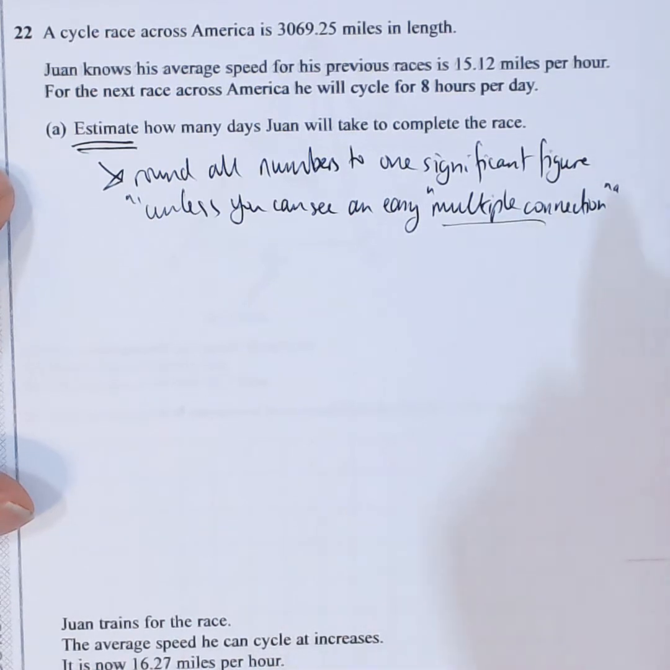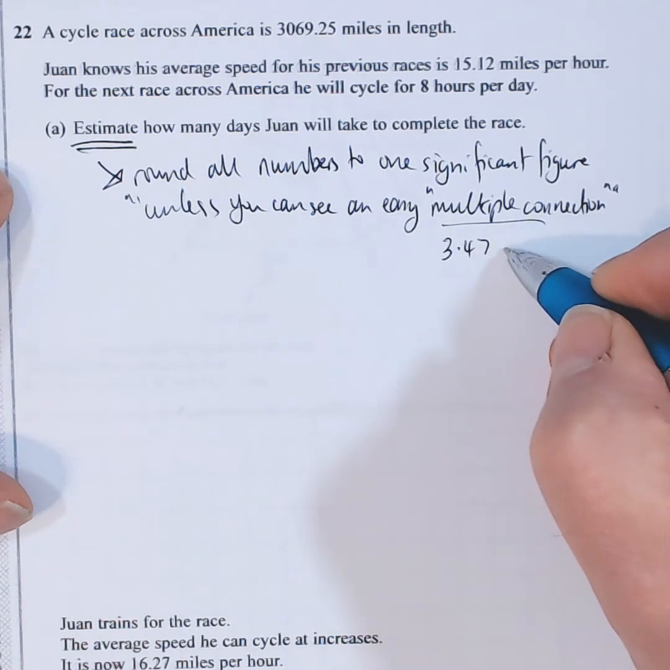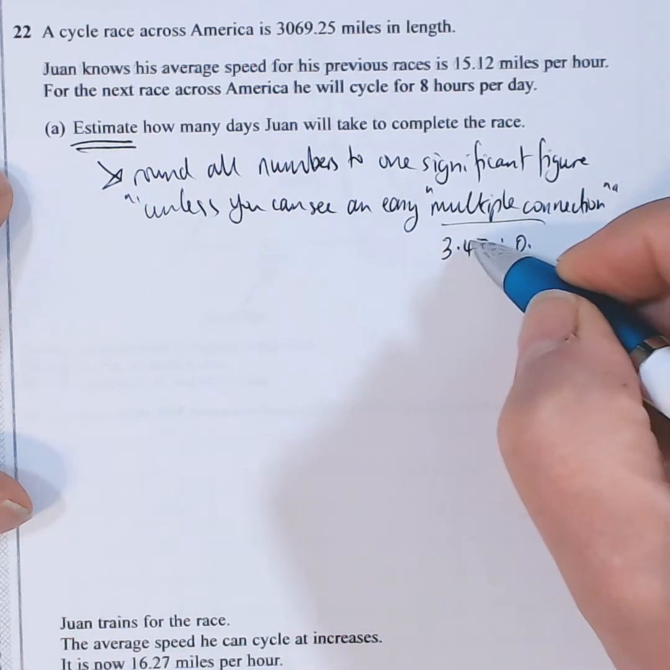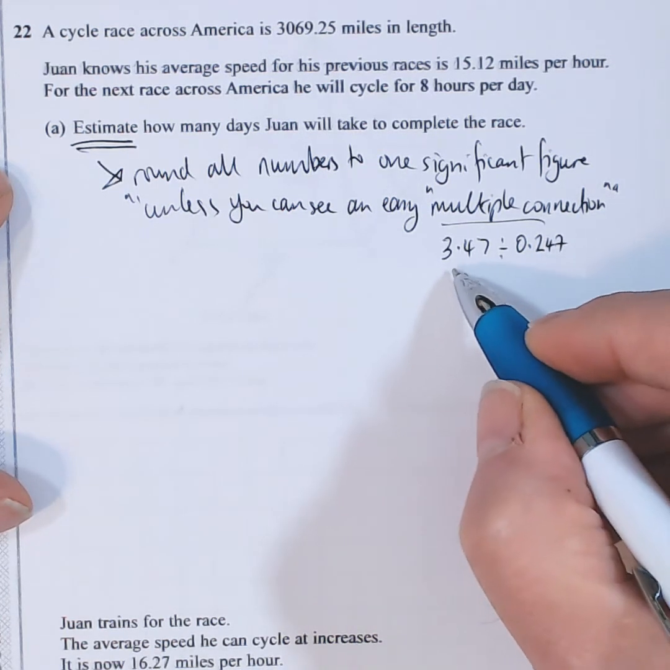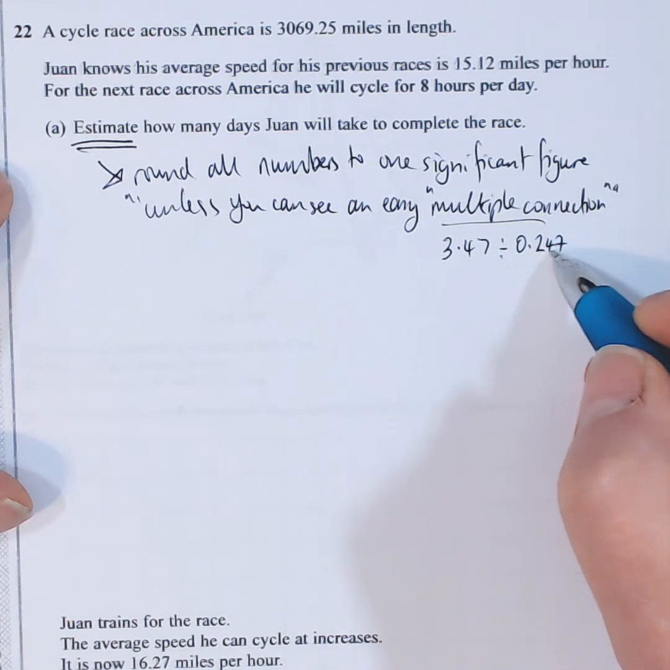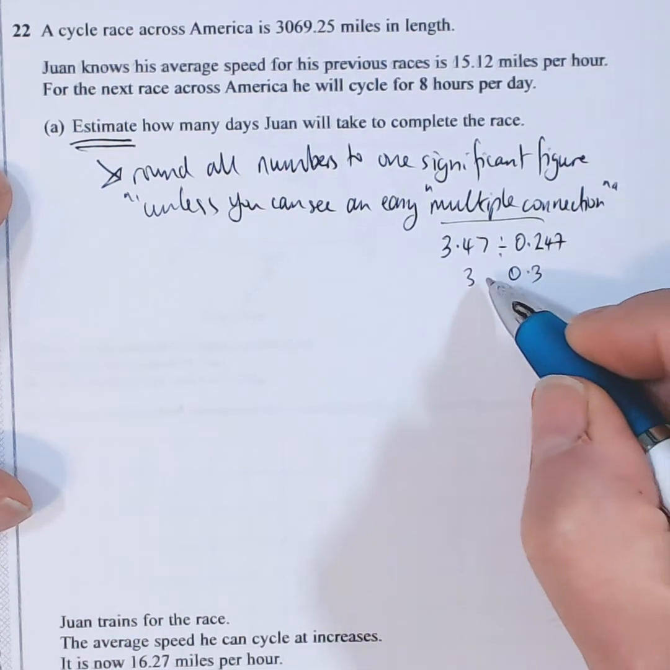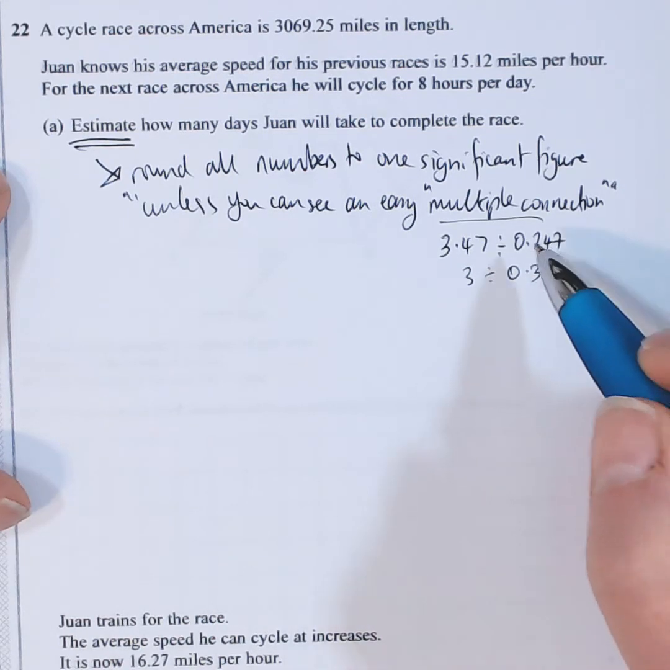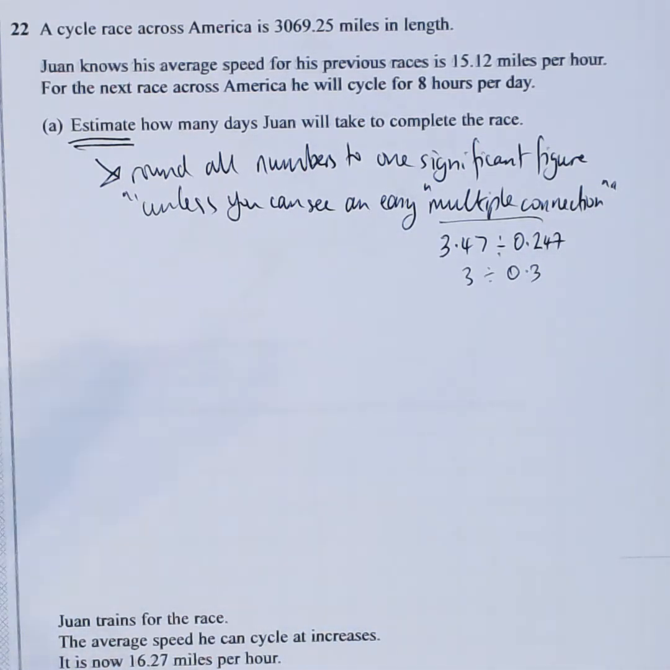Now what we mean by an easy multiple connection is if we've got something like 3.47 divided by 0.247, something like that, then we can see that instead of rounding this to one significant figure as 0.2, it would be easier to make it 0.3, because this would go to 3. And then we've got a nice easy calculation to do, 3 divided by 3 and so on. So sometimes you can see an easy connection for multiples and you're estimating, so all you want is a quick feel for the answer.